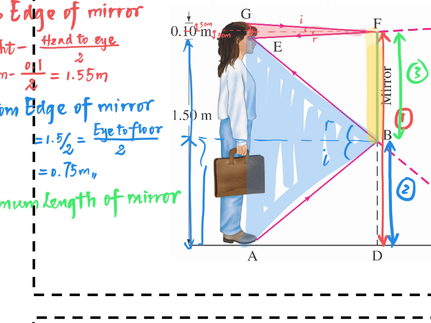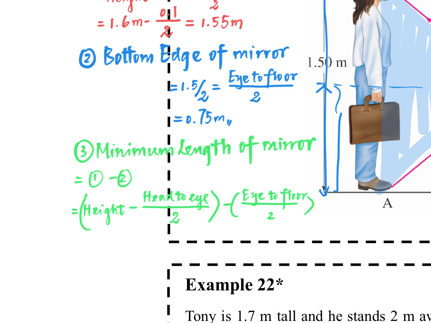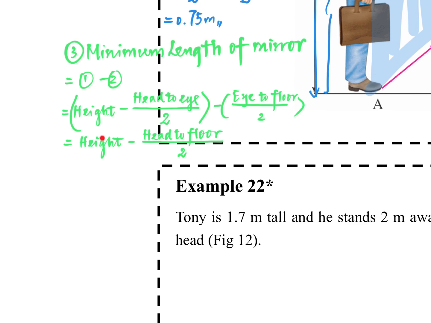And for this one, we know that the minimum length of mirror should be the answer in A minus the answer in B. Numerically, that is, the first one, height minus head to eye distance divided by 2, which is the top edge of mirror, minus the bottom edge of mirror, and then equals height minus head to floor divided by 2, because head to eye plus eye to floor should be the head to floor distance.